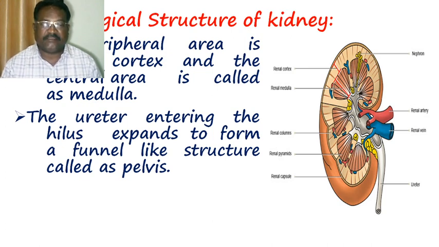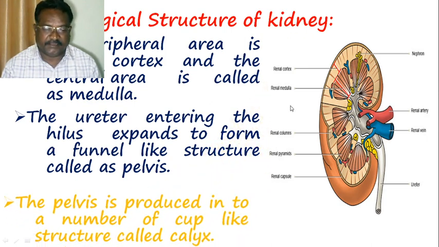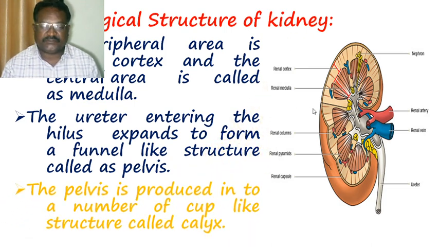The ureter entering the hilus expands to form a funnel-like structure. It is called the pelvis. Now this is where the hilus enters into the kidney. These are nothing but the pelvis of the kidney. The pelvis is produced into a number of cup-like structures. It is called the calyx. Now this one is the cup-like structure formed by the pelvis. It is called the calyx.